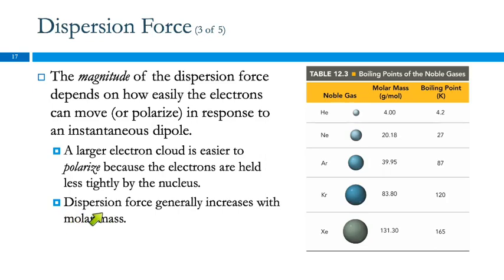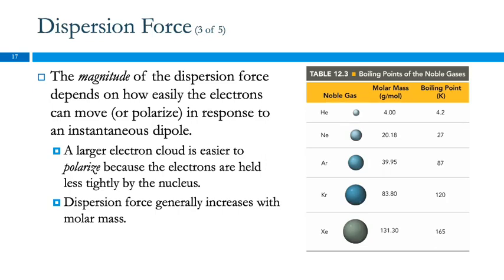So we see that the dispersion force increases with molar mass. So here are the noble gases. Here's their molar mass, of course, getting larger and larger as we go down group 8A in the periodic table. And here are the boiling points in Kelvin. Looking at the boiling point gives us an idea about the strength of the intermolecular forces, because helium only needs a temperature of 4.2 Kelvin, which is very, very close to absolute zero, in order for those particles to get away from each other.